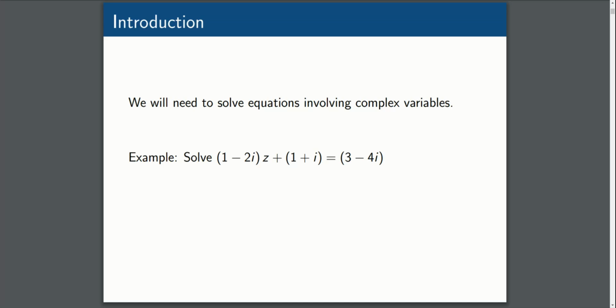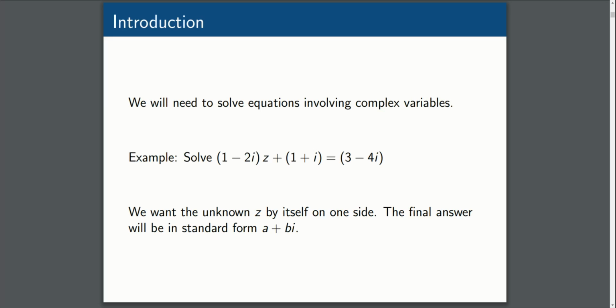Now the goal overall for this discussion, we'd like to solve equations involving complex variables. I'll put an example of an equation like that up here. And as usual, just like we do in any other kind of algebra, our goal in working on this equation is to get z, that's the unknown. We want to get z by itself on one side of the problem. And whenever we're working with complex numbers, we always want to put our final answer in standard form, a plus bi.